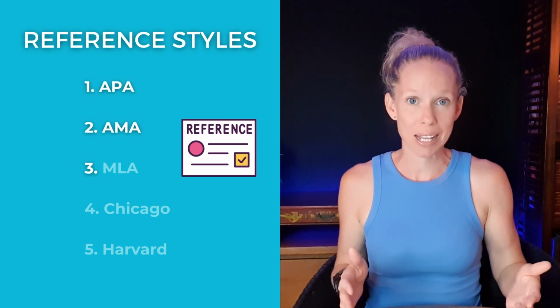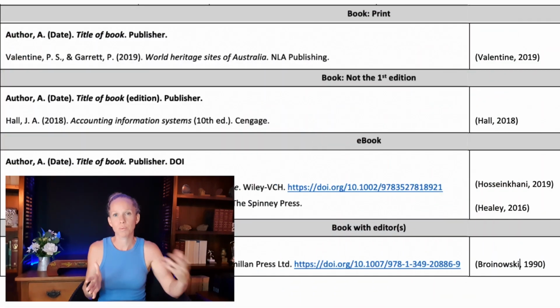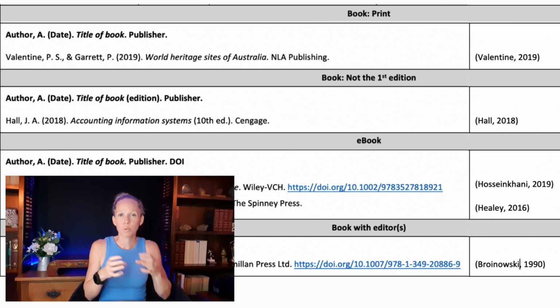What your section is called will just depend on your discipline or specific subjects, or sometimes your lecturer will choose. There are different referencing styles, and the most common ones you'll see at university are APA, AMA, MLA, Chicago, and Harvard. Your university will have a guide for each of these reference styles, and in that guide it will have examples for how to reference different types of content. You can then use these examples and just input the information from your specific source.